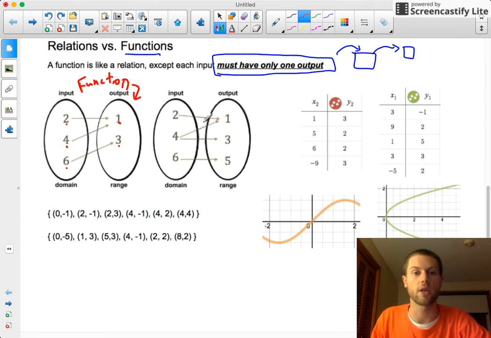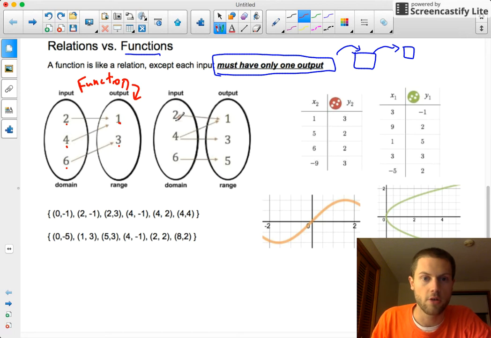Now let's take a look at this relation here. In this relation, the 2 maps to a 1. The 4 maps to a 1, but the 4 also maps to a 3. That's going to be a problem here. And then the 6 maps to a 5. So you'll notice that the 2 maps to one thing, the 6 maps to one thing, but this 4 maps to two things. And since that input has more than one output, this thing is not a function, it is just a relation.